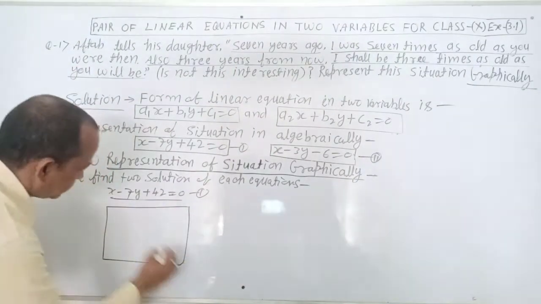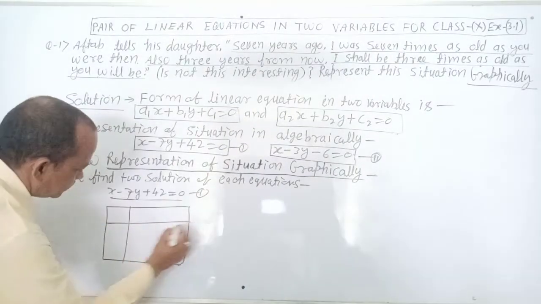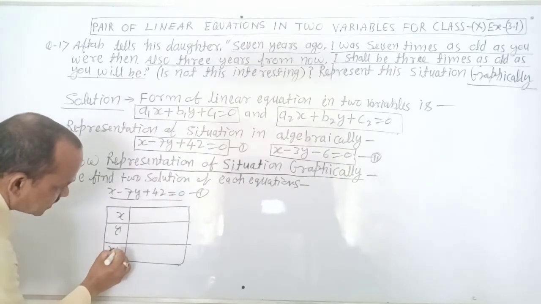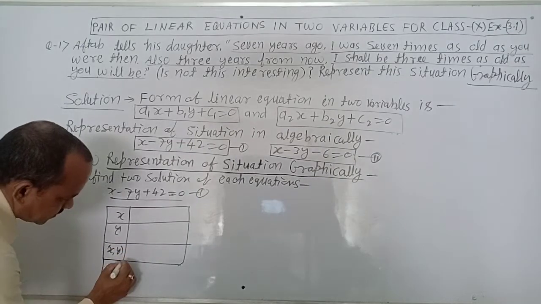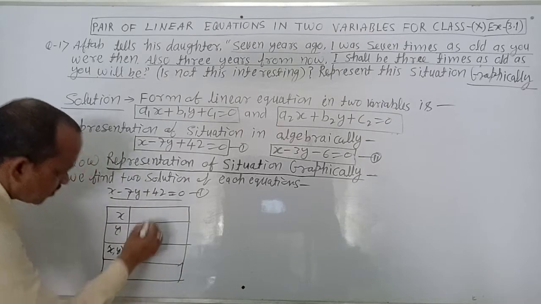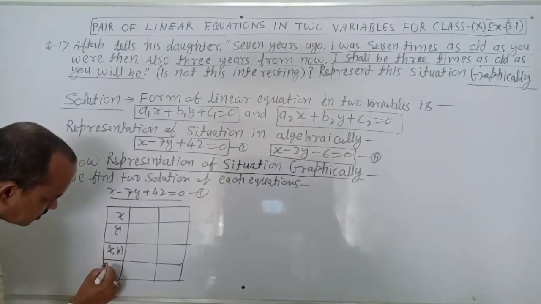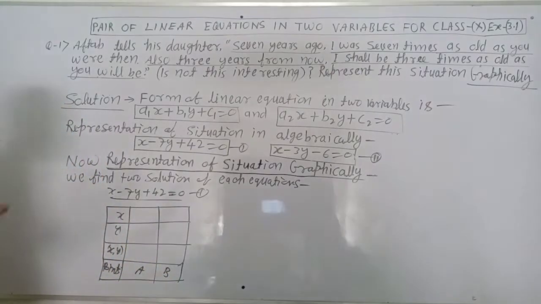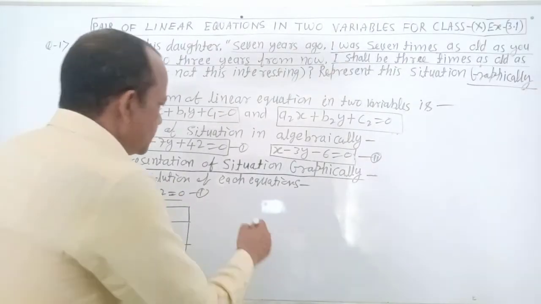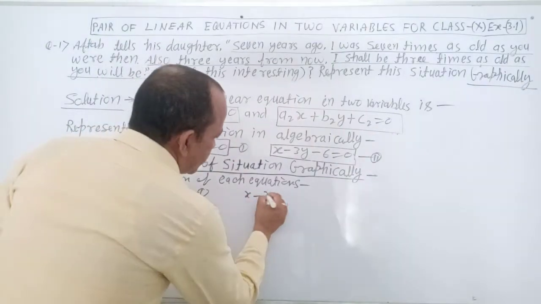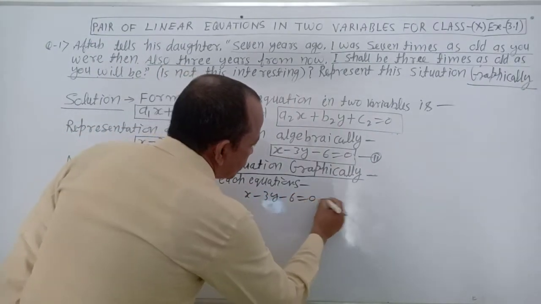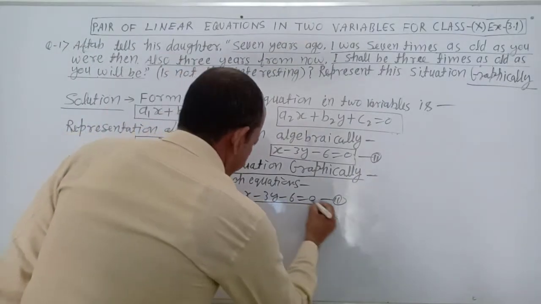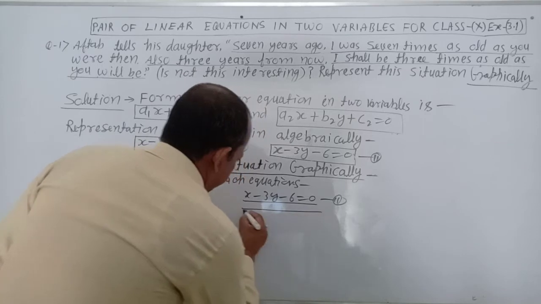Here, x, y, points A and B. It is clear? Here the second equation is x minus 3y minus 6 equal to 0. It is the second equation. You find two solutions of the second equation.